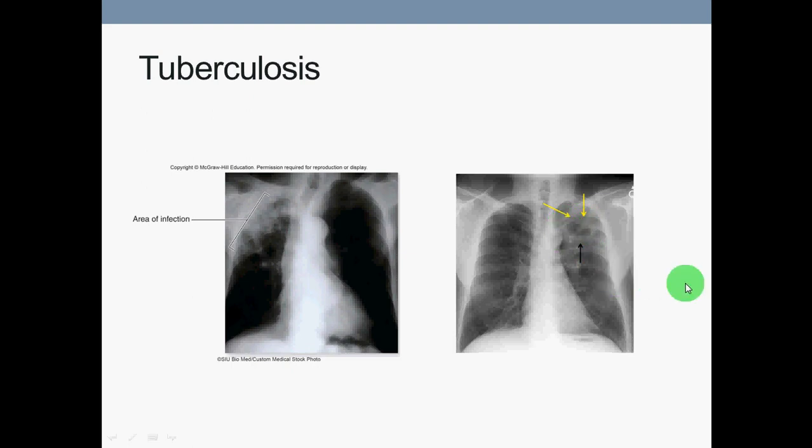That means that the TB walled itself off, or the immune system walled off the TB, and that lesion became necrotic. The tissue started to die away, and that actually ate a hole in this person's lung. And that can be a really dangerous complication, because a hole that opens up in the lung can cause the lung to collapse.